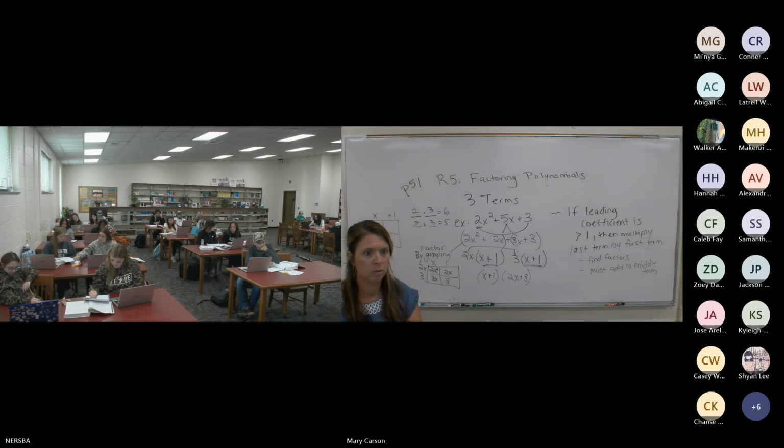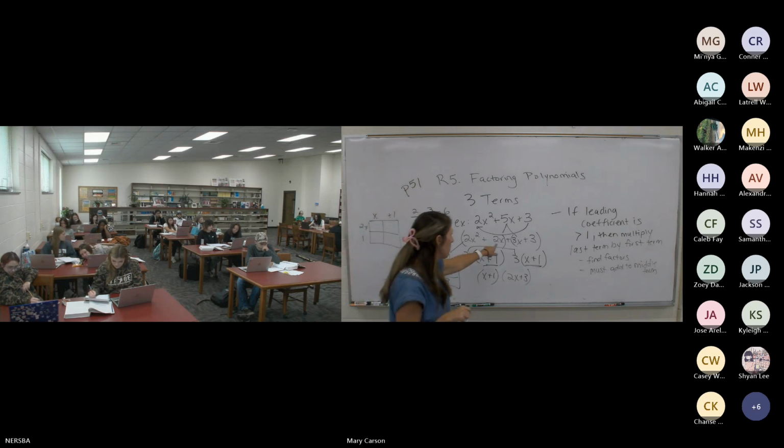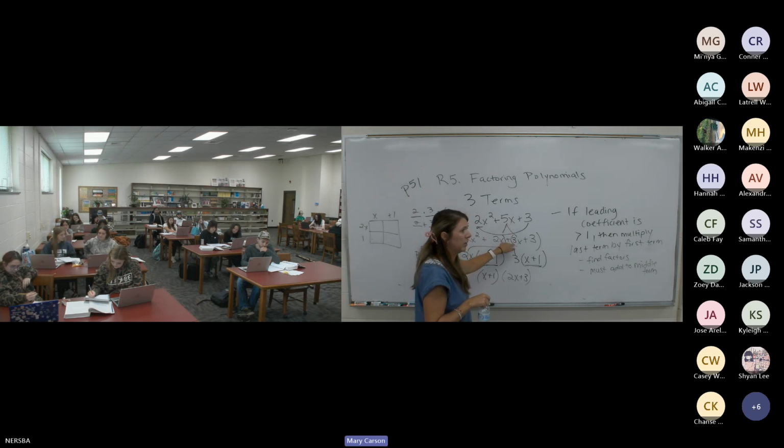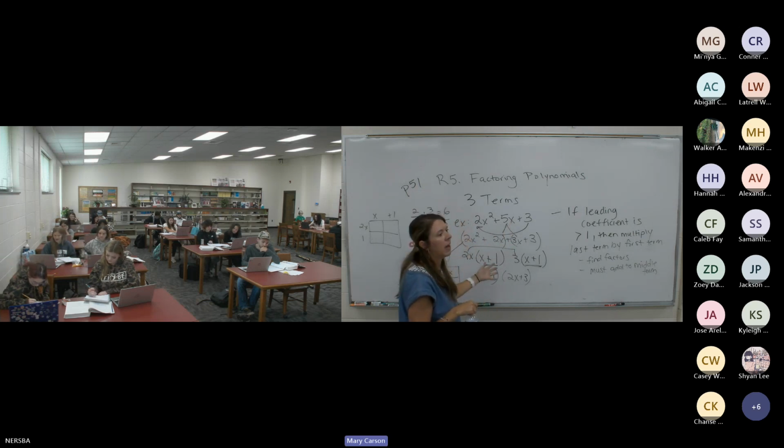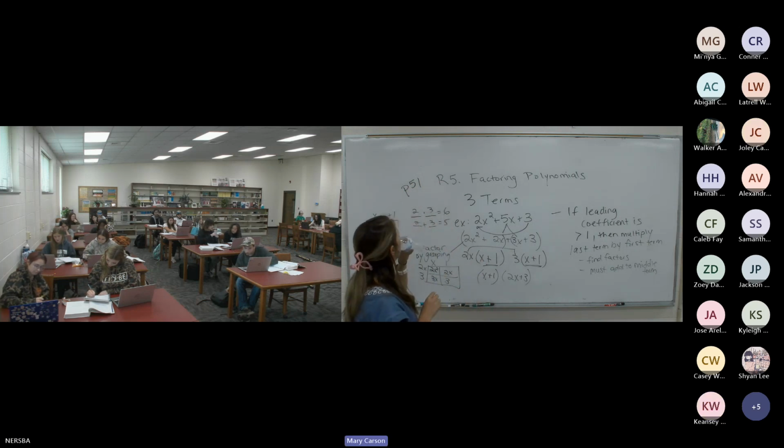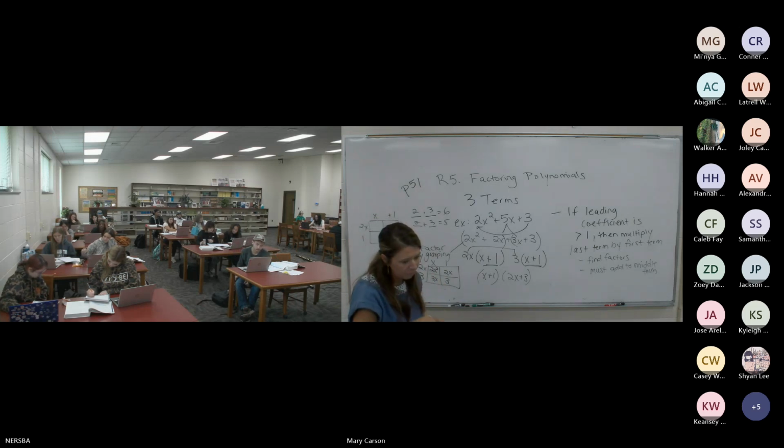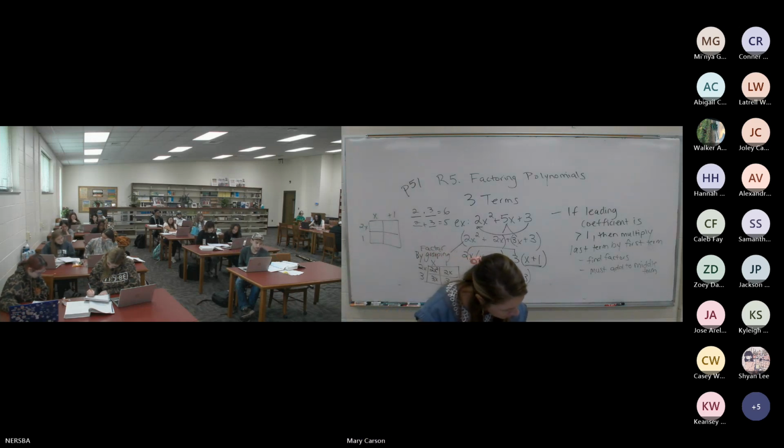Questions? Add an X with it, because it's like it's breaking the 5 up. And that's how you get your factors. That's the extra step that we didn't have before. All right, let's do another one.